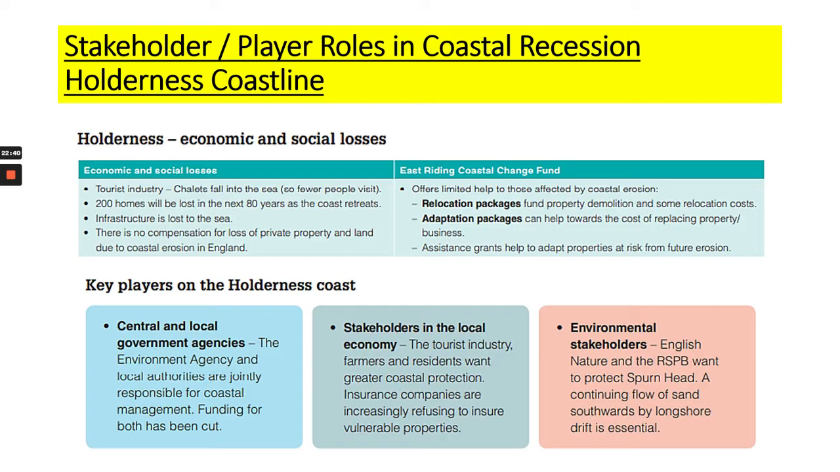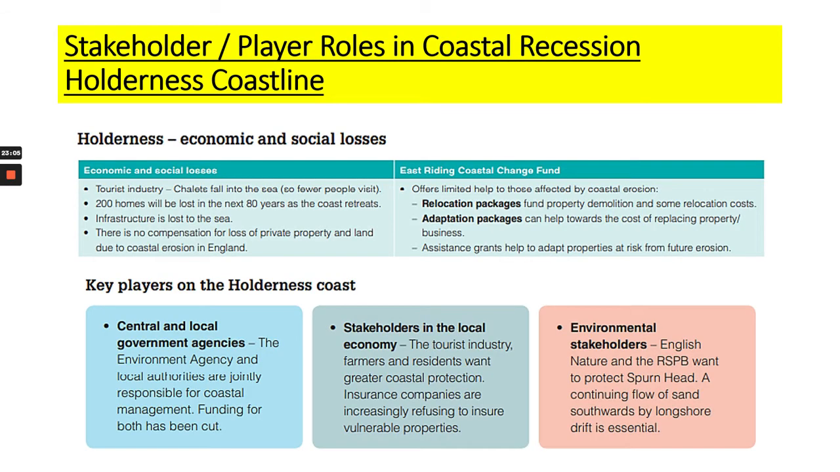And finally, we have environmental stakeholders such as English Nature and the RSPB, and they want to protect Spurn Head a bit more. They want a continuing flow of sand southward by longshore drift because they believe that protects nature habitats in that area, and also linking back protects the beaches for tourism as well.